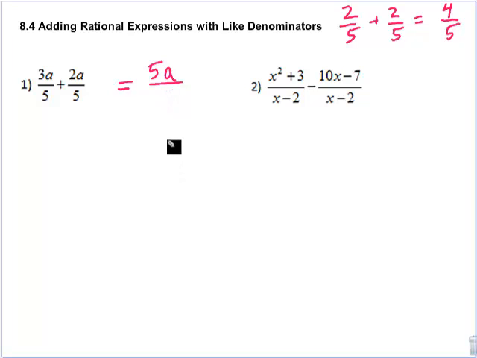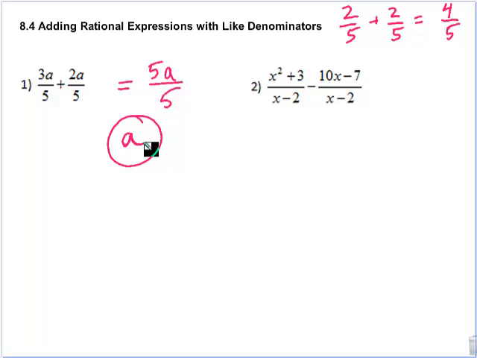You then want to look and decide whether or not you can do any simplifying. So can we simplify? Yeah, 5 over 5, what will that simplify down to? 1, so this just becomes a. Okay, so we combine them together, and then it becomes a simplifying problem, which we've been doing.